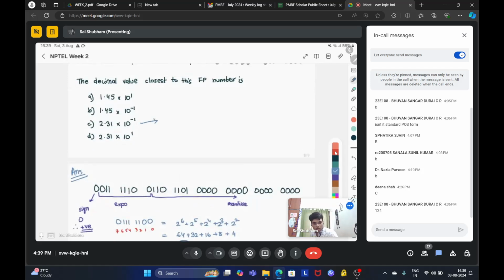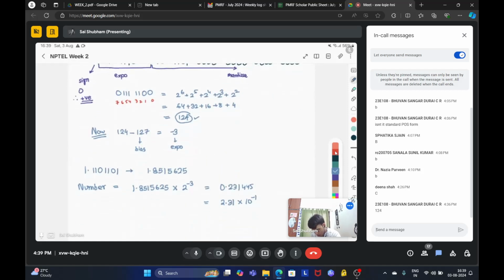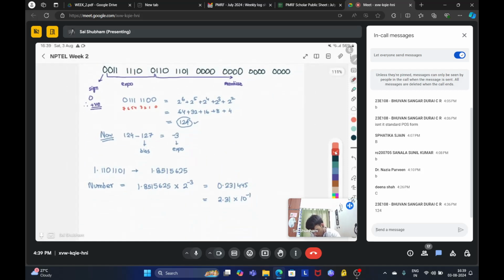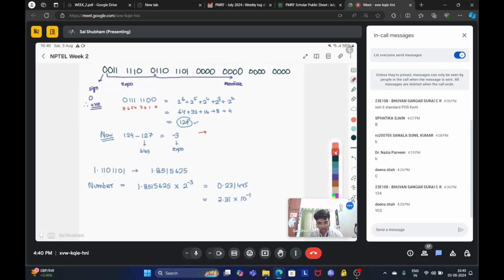Fine. Did everybody get the answer, or do you have any doubts? I think the part of the question where everybody might make a mistake is the exponent part, because people generally make mistakes in adding or subtracting the correct bias. Otherwise, everything is fairly simple. So we will move on to the next question.